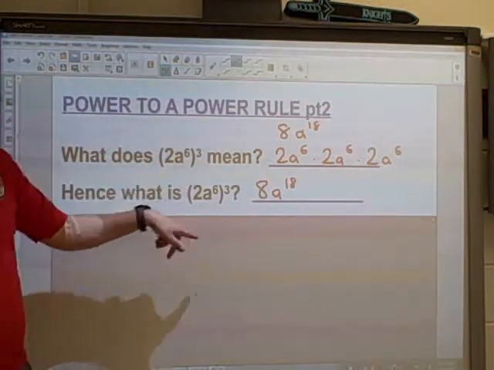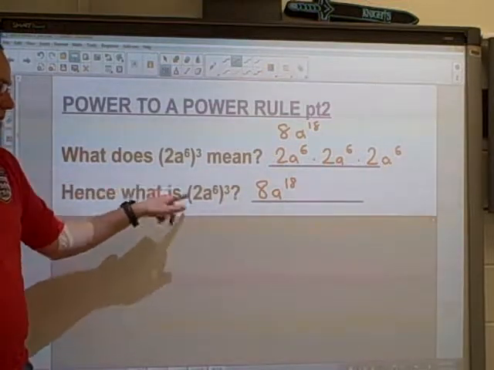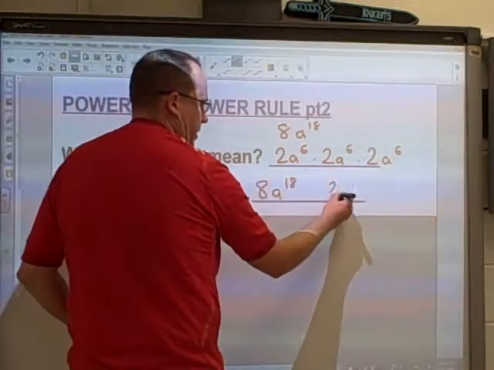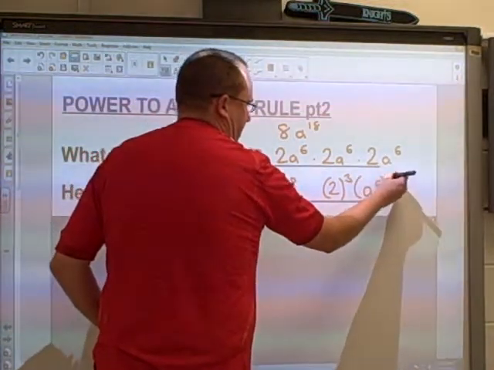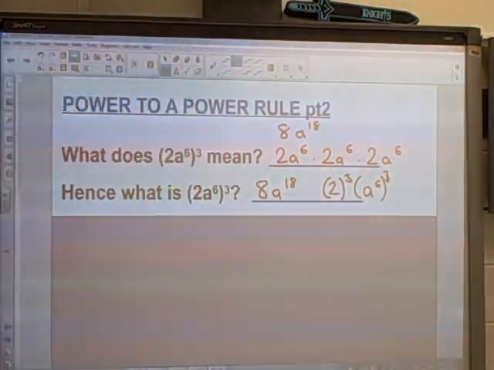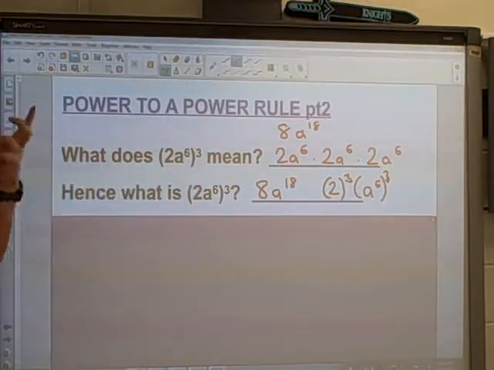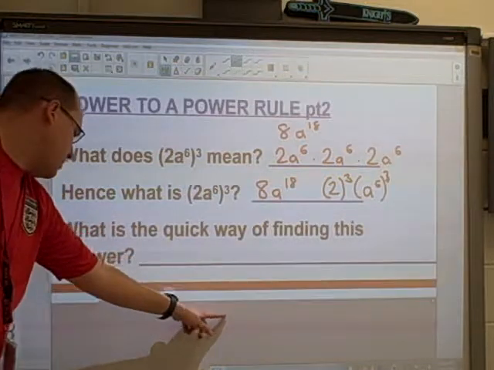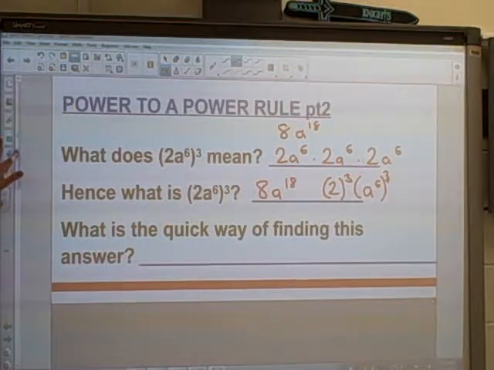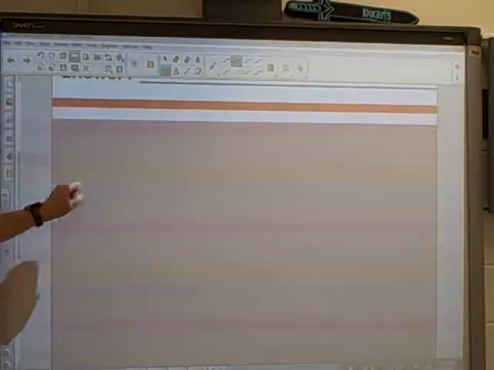So what we're actually doing here is noticing we're cubing everything. So actually what we're doing here is 2 cubed and then a to the 6 cubed. So when we have more than one term inside the parentheses, make sure you split those up, make sure you cube everything. And that's the quick way of doing that question, making sure you do the power for every term inside the parentheses.